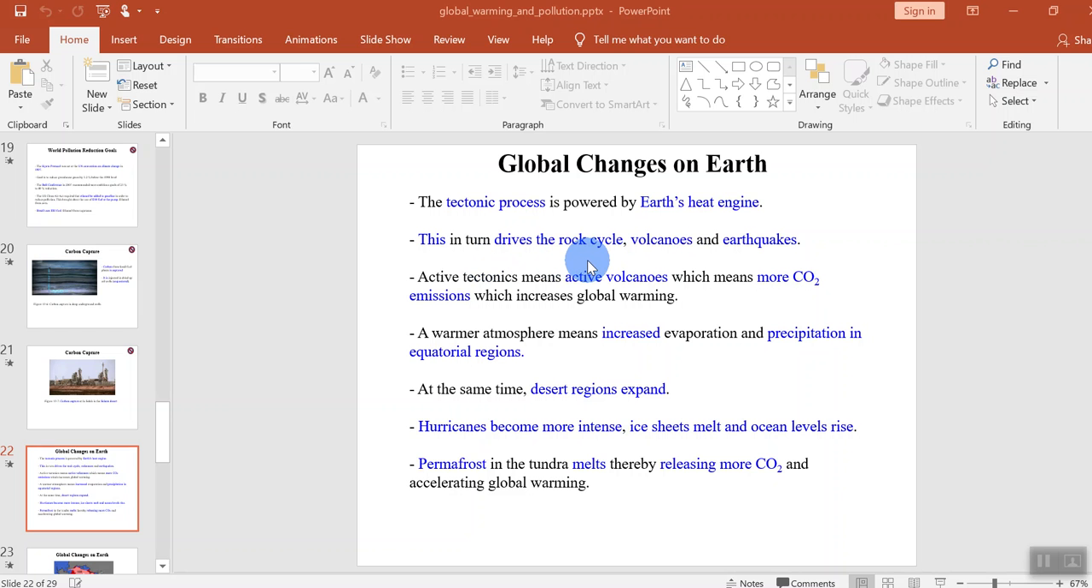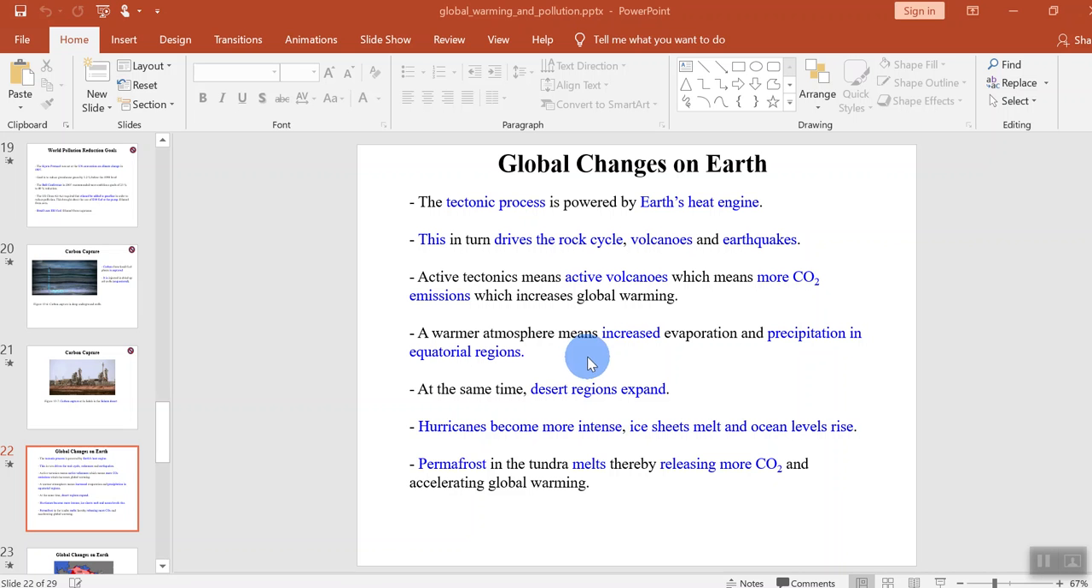In other words, carbon dioxide dissolves in rainwater and it falls, if you remember, the weathering reaction, and creates calcium carbonate and so on. And the rock cycle, CO2 is emitted by volcanoes, and then weathering brings it back, and then subduction and so on, earthquakes. Active tectonics means active volcanoes, which means more CO2 emissions, which increases global warming.